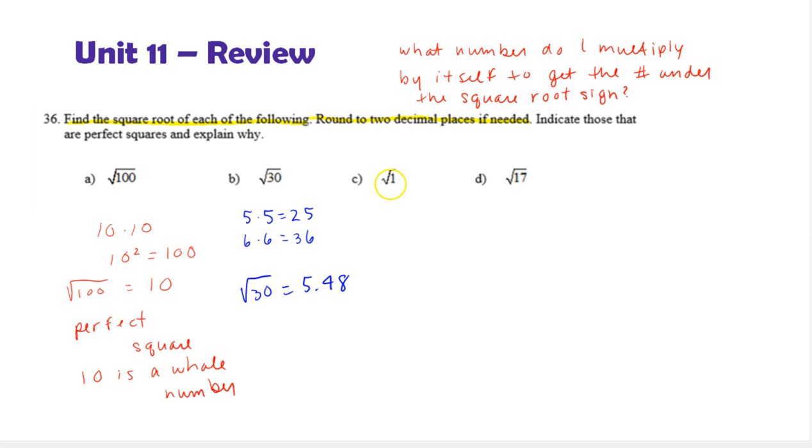Okay. Next, we have the square root of 1. Well, 1 times itself equals 1. Okay. So that means the square root of 1 equals 1.